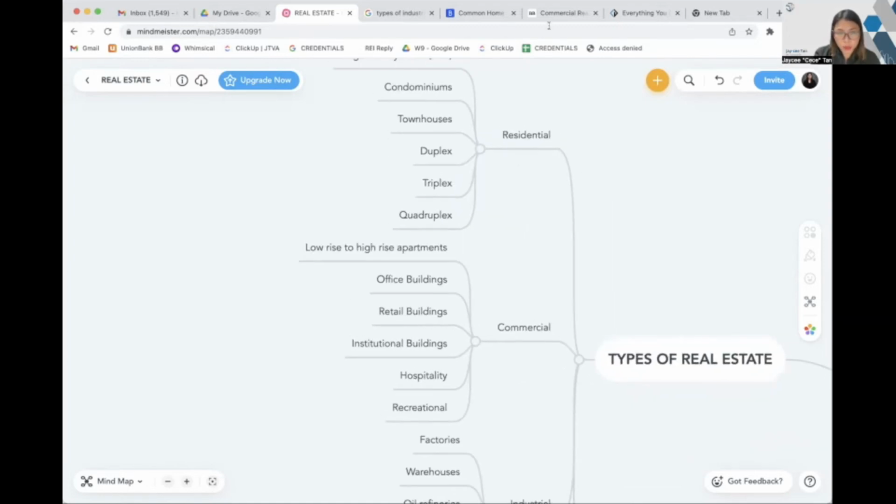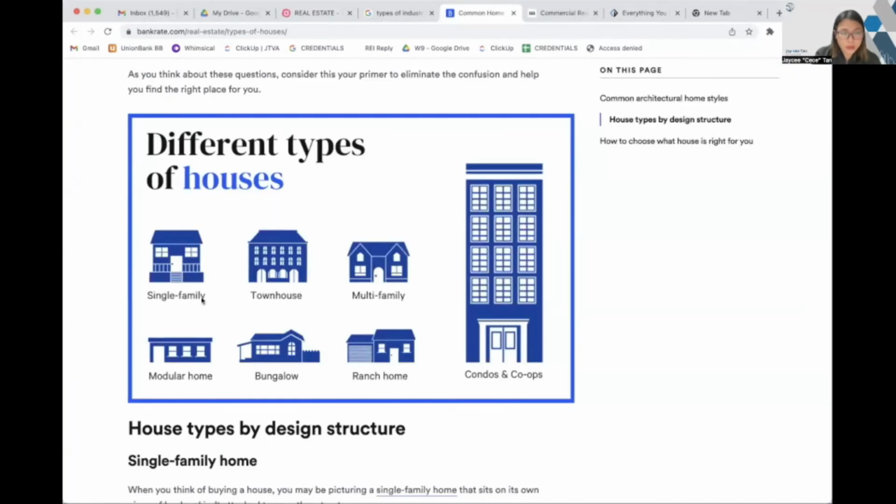While the commercial ones, let me just go ahead and show you guys an example of commercial property as a photo. So these are the different types of houses. We have single family home. That's how it looks like. These are townhouses. As you can see, condominiums are bigger than the townhouses, but pretty much it's the same because it's actually part of a larger building, right?